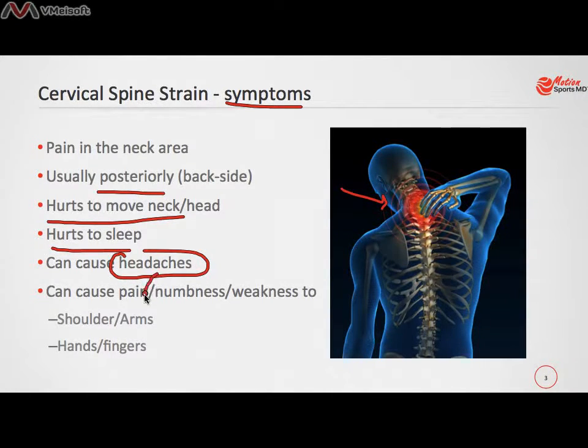And sometimes it can cause nerve injury, and that would result in numbness or weakness in the cervical spine area. That usually presents with numbness and weakness in the shoulder or the arms, or numbness or weakness in the hands and fingers.